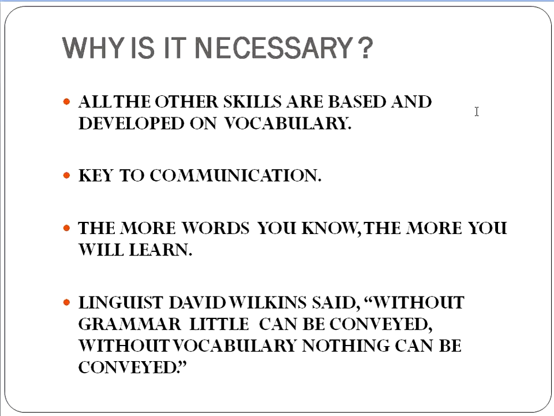Linguist David Wilkins said, without grammar, little can be conveyed. Without vocabulary, nothing can be conveyed. So from this opinion by linguist David Wilkins, you can understand how essential it is to go through English vocabulary. That is why we can say teaching English vocabulary is very important, specifically for second language learners. Okay, I hope you understand.